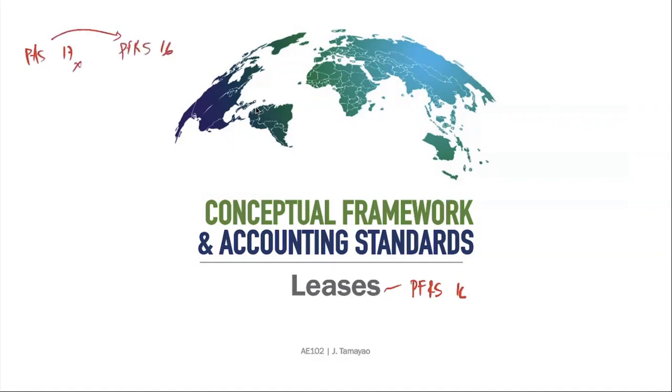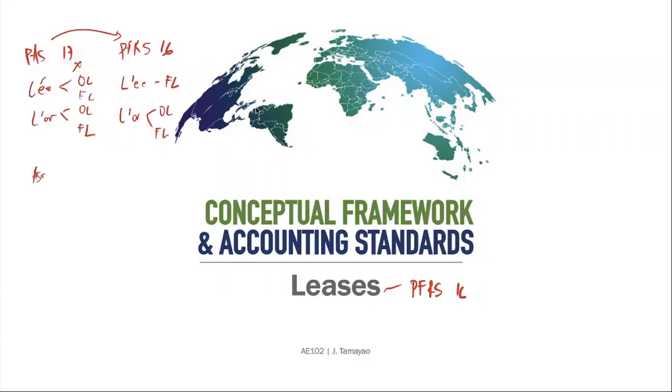Before, in your PAS 17, we have your lessee and your lessor accounting, and you need to classify both, either as an operating lease or a finance lease. However, under PFRS 16, your lessee can only account for it as a finance lease, while your lessor can account for it as an operating lease or a finance lease. So what prompted the change on the accounting for the lessee?